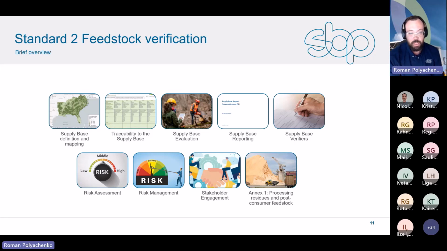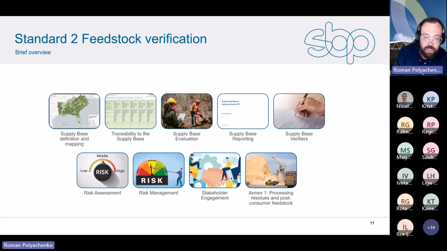Section 4 is supply base reporting. Organizations are expected to report on their supply base. They need to use audit portal to prepare a so-called supply base report. So in this regard, no changes. We use audit portal for quite some time already, and the structure of the supply base report is currently being improved. So the structure will change, and hopefully it will be simpler and will provide probably much better information for stakeholders.